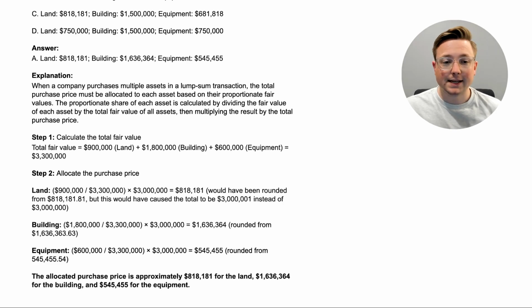All right, here we are. The answer is A. The land would be worth $818,181, the building $1,636,364, and the equipment $545,455.